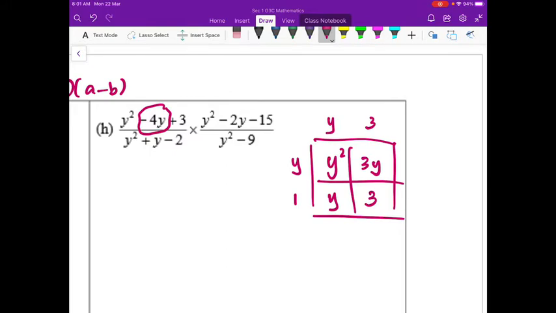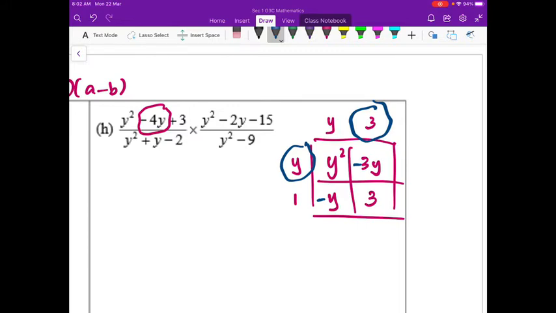So how do I make that happen? If only I can put in a negative sign over here. If only. There will be negative 3y minus y. And then I will get negative 4y, isn't it? Yeah, that will fit. However, if I put a negative 3y over here, then 3 times y doesn't give me negative 3y.